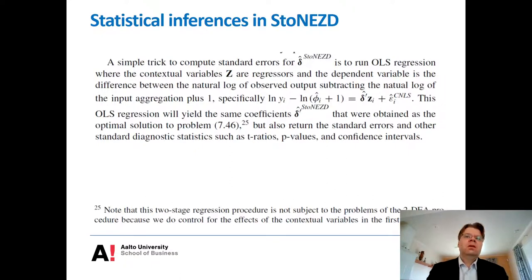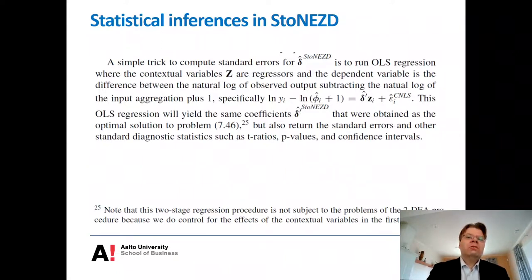And here I have taken from a book chapter by Kuosmanen, Johnson and Saastamoinen a little part of the text where we discuss a very simple trick for these statistical inferences. Obviously, by solving this math programming formulation, we do not get the standard errors for the deltas, but the simple way is to run a second stage regression, and we can use as the dependent variable either the difference between log of y_i minus the logarithm of the fitted value, or the impact of the z variables plus the CNLS residual. Either way, it is fine. So we can then regress this composite error term plus the impact of z variables on the z variables as in the ordinary least squares.